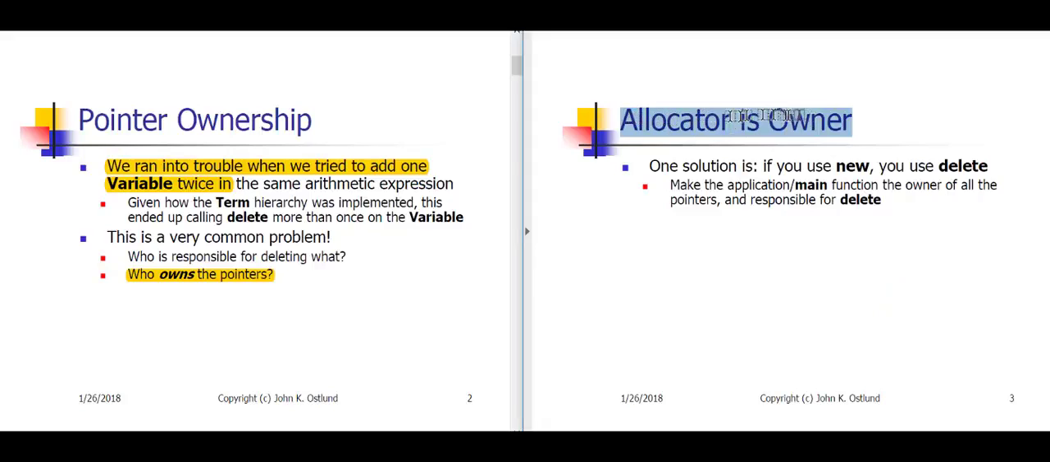One solution is to make the allocator of objects the owner of the objects and responsible for deleting those objects. So, in other words, if you use new, then you use delete. In our case, that would mean that the developer of the main function, who is allocating these terms, constants, variables, and various binary ops, is going to be responsible for deleting each of these things at the end of the application.